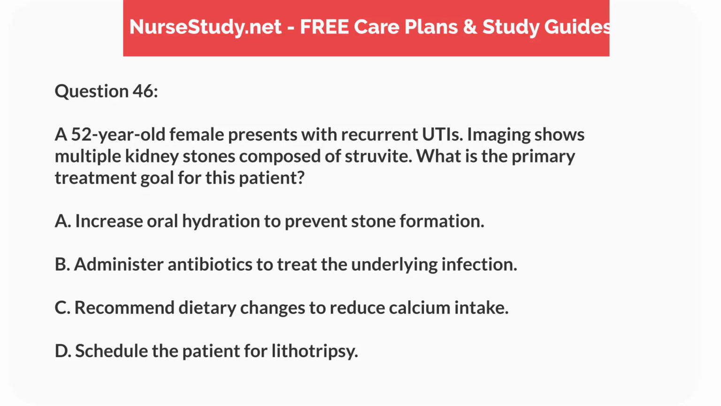Question 46. A 52-year-old female presents with recurrent UTIs. Imaging shows multiple kidney stones, composed of struvite. What is the primary treatment goal for this patient?